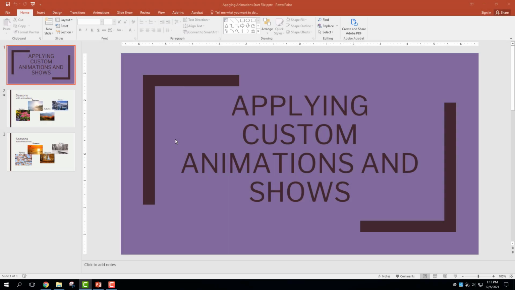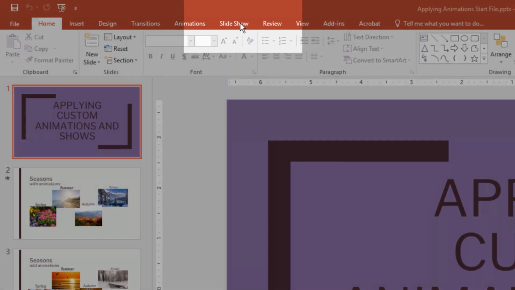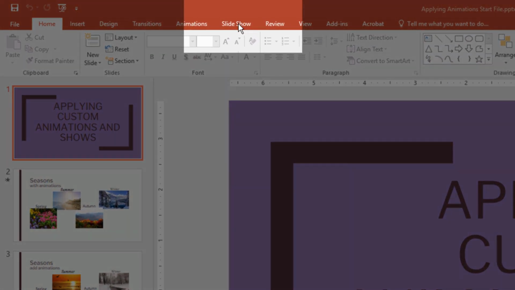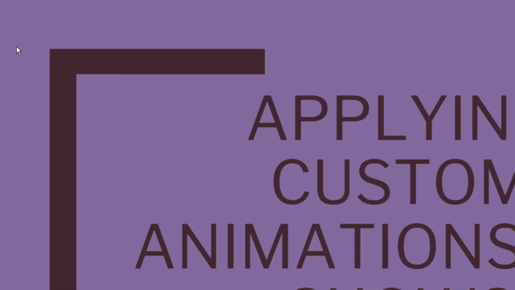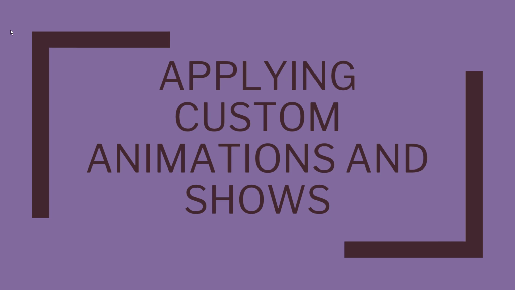If you would like to follow along with the instructions, download the Applying Animation Start file and save it as your own. Go up to the menu bar located at the top of the screen and select the Slideshow tab. Next, go to the From Beginning button found at the top on the left of the screen and click it. You should see the first slide pop up showing the title, Applying Custom Animations and Shows.